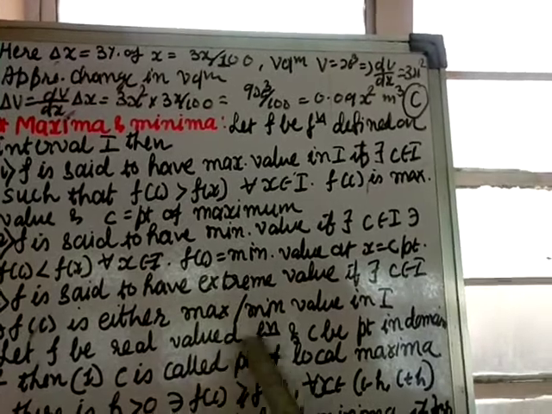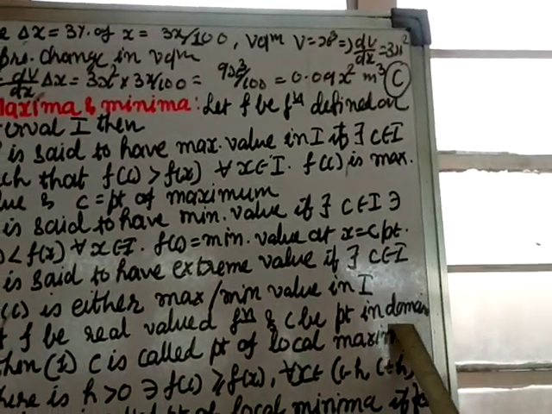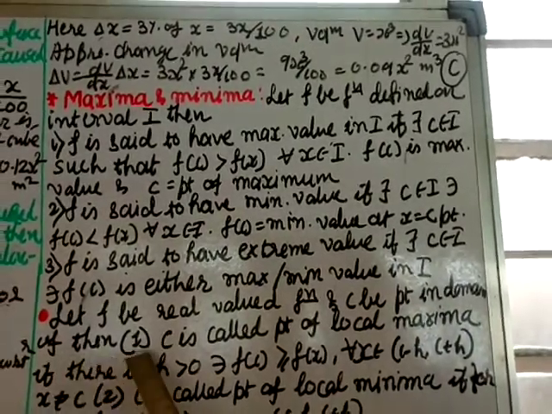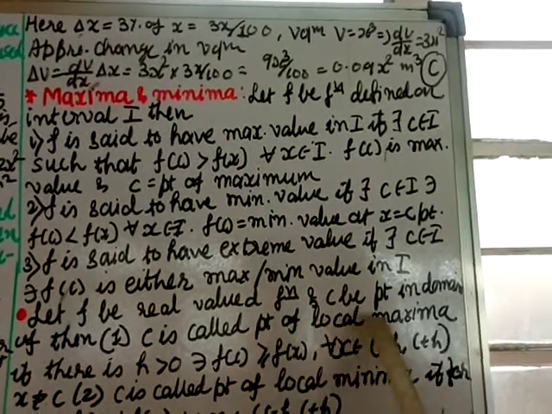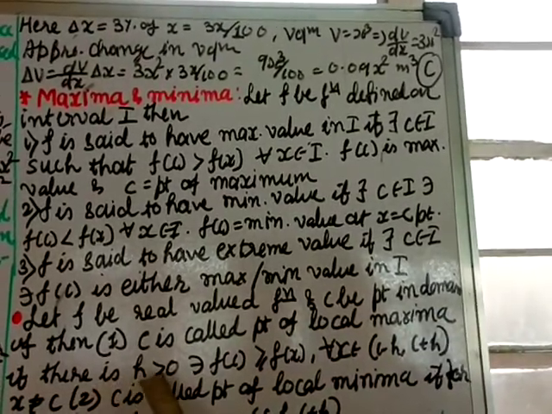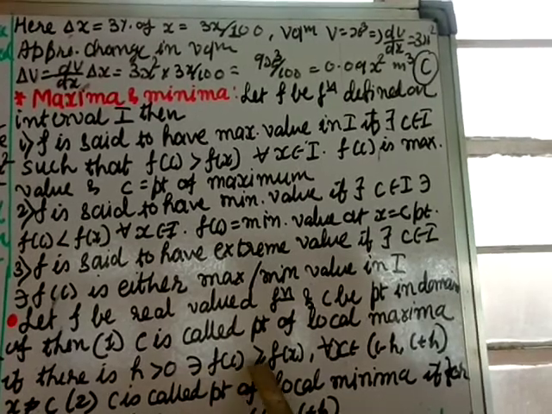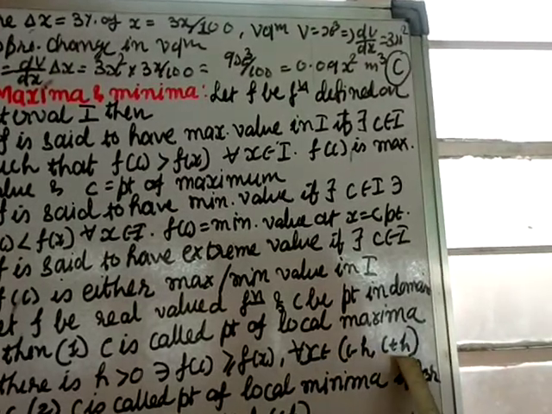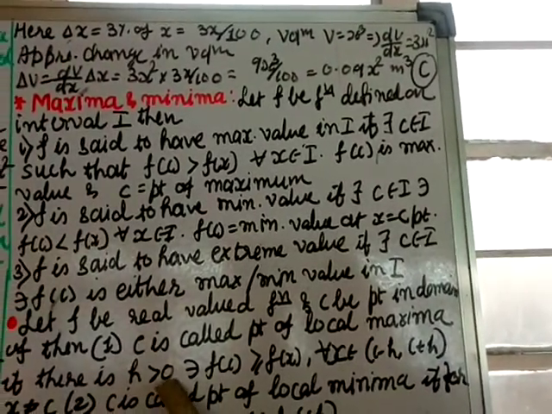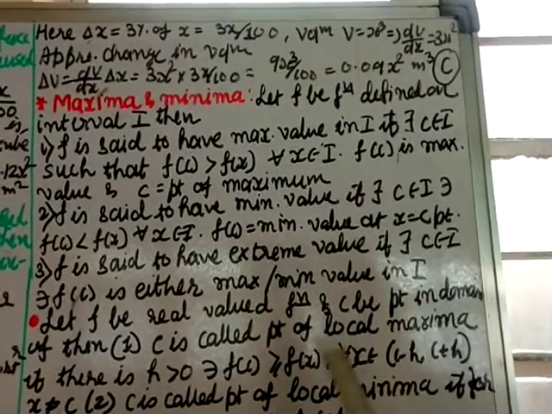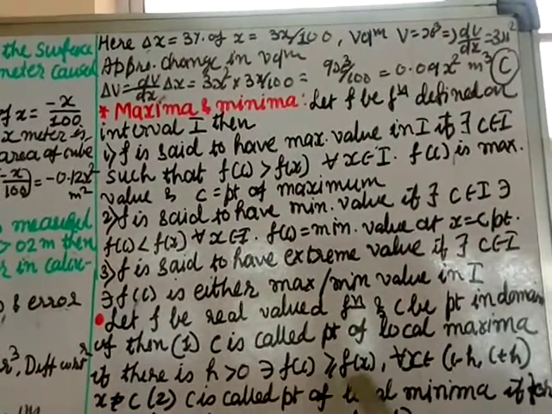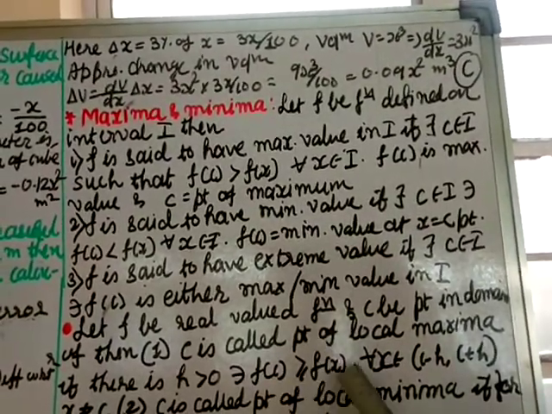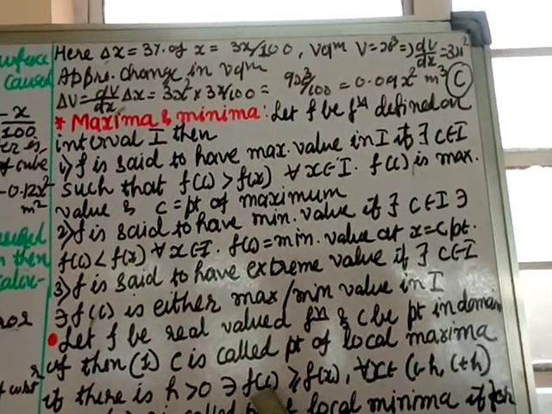If f is a real valued function and c is a point in its domain, then number 1, c is called a point of local maxima if there is h greater than 0, such that f(c) is greater than or equal to f(x) for all x belonging to (c minus h, c plus h). Here h is a small number, and c is a point in the given domain. Then you find the value of f(c) in the small interval (c minus h, c plus h). In the small interval, if f(c) is greater than all the values of f(x), then we consider it to have a local maxima.